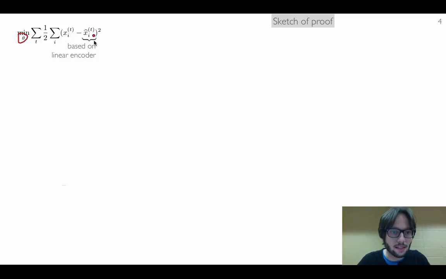Let's assume that this here was computed by a linear encoder. So we want to be able to analyze that case. Another way of writing this expression would be as follows. We want to minimize this expression instead. This whole expression here, we can write it as half times the Frobenius norm squared of this difference.